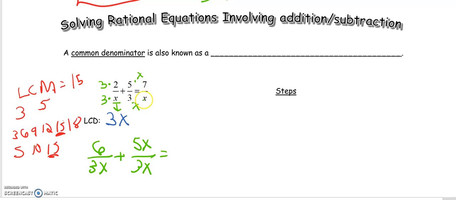This one already has an x, very similar to over here. So I want to multiply it by a 3. That's going to give me a 21 on the top and a 3x on the bottom.